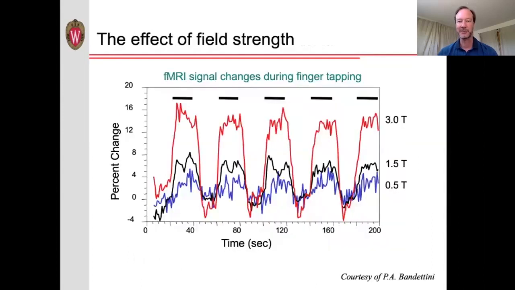Another way to improve the signal to noise ratio is by increasing the strength of the magnetic field. Here's an example showing the fMRI signal changes from a 0.5 Tesla to 1.5 Tesla to 3 Tesla. And you can see that the percent signal change during the activation scales linearly with the strength of the magnetic field. And now there are more and more scanners coming out that have strength of up to 7 Tesla and even as high as 9 or 10 Tesla at the University of Minnesota, or 11.7 Tesla at the NIH.